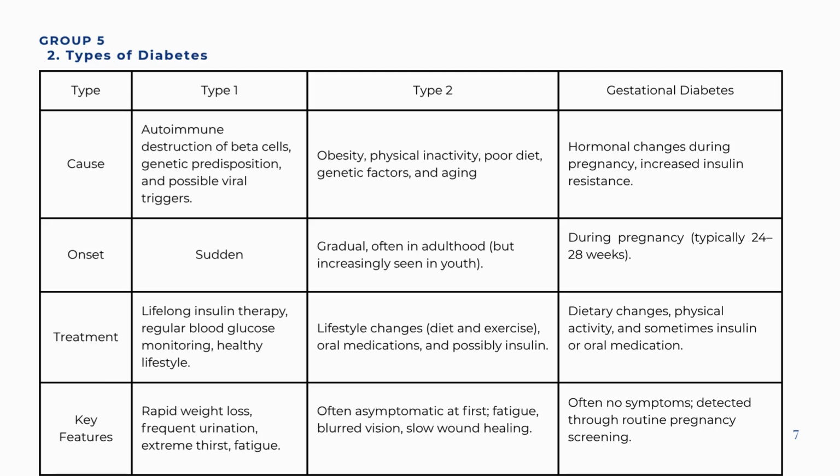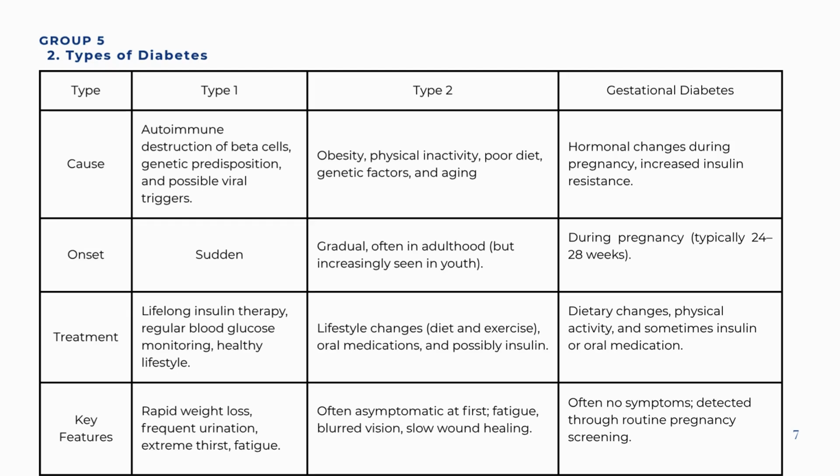The second type of diabetes is caused by obesity, physical inactivity, poor diet, genetic factors, and aging. The onset is gradual, often in adulthood, but increasingly seen in youth now. The treatment for this kind of diabetes is lifestyle change, oral medication, and possibly insulin. It is often asymptomatic at first, with fatigue, blurred vision, and slow wound healing.